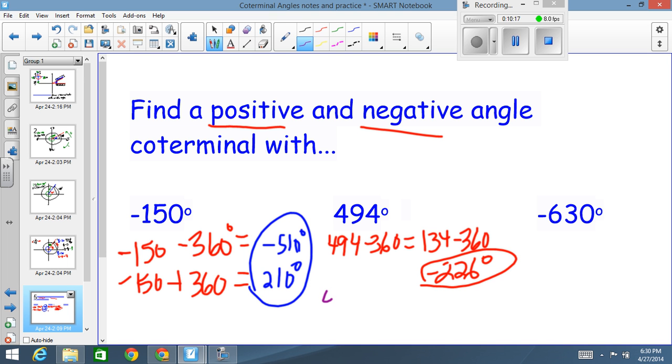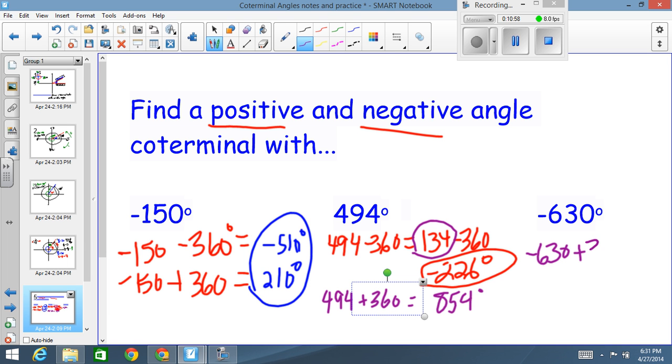And then for the second one, I'm just going to do that 494. Actually, let me just go ahead and add this. In actuality, 134 would be considered a coterminal angle because it shares the same terminal side, and it is positive. So that one would suffice, or if you did 494 plus 360 and came up with 854, that one would work too. Either of those would work. The key is that when you think you're done, one of those angles is positive, one is negative.